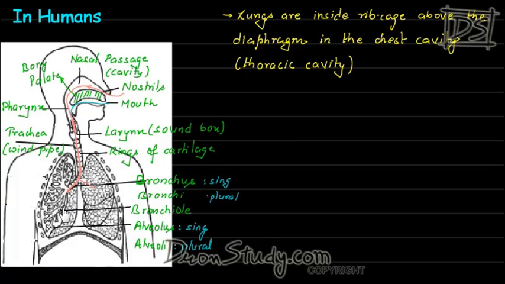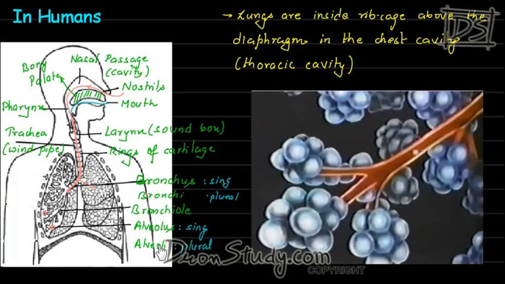Then students, a very important thing: the bronchioli finally come to a bag-like structure, a ball-like structure. We call those small ball-like structures alveolus. Alveolus is singular and its plural is alveoli. To visualize this, let me show you a colored photograph. See students, the tube you can see here is actually the bronchioli. And all these small balls you can see are actually alveoli.